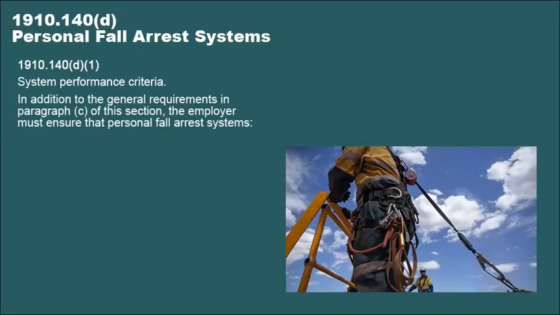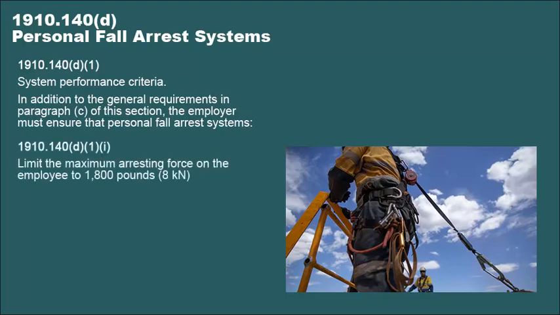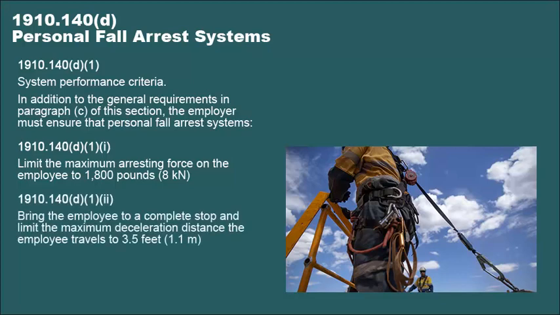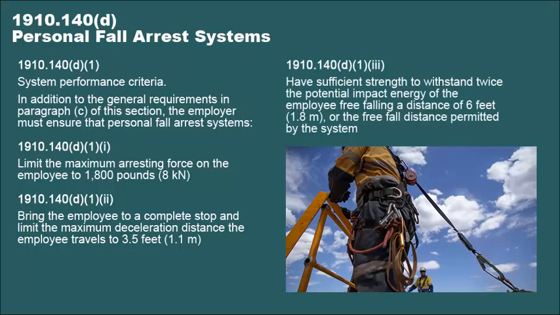In addition to paragraph (c) of 1910.140, general requirements, the employer must ensure the personal fall arrest system meets the system performance criteria. Limit the maximum arresting force on the employee to 1,800 pounds. It should bring the employee to a complete stop and limit the maximum deceleration distance the employee travels to 3.5 feet, and must be strong enough to withstand twice the potential impact energy of an employee who free falls 6 feet or the distance allowed by the system.